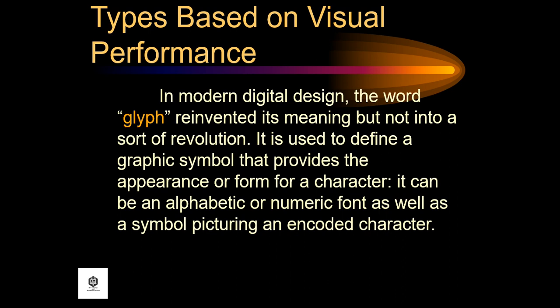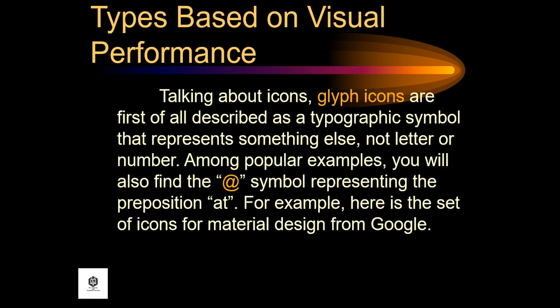In modern digital design, the word glyph reinvented its meaning but not into a sort of revolution. It is used to define a graphic symbol that provides the appearance or form for a character. It can be an alphabetic or numeric font as well as a symbol featuring an encoded character. Talking about icons, glyph icons are first of all described as a typographic symbol that represents something else, not letter or number. Among popular examples, we will also find the at symbol representing the preposition at. For example, here is the set of icons for material design from Google.